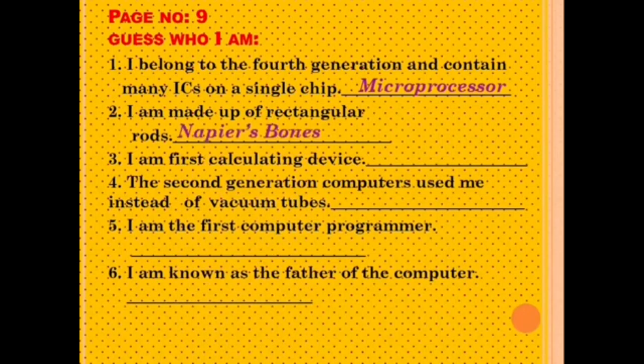The next: I am the first calculating device. Which is the first calculating device? Abacus. Abacus is the first calculating device. The second generation computers used me instead of vacuum tubes. In the first generation they used vacuum tubes, so in the second generation they used transistors. Okay. I am the first computer programmer. Who is the first computer programmer?